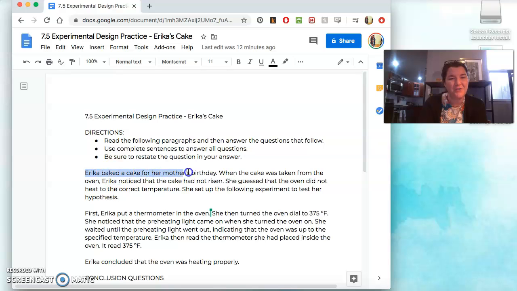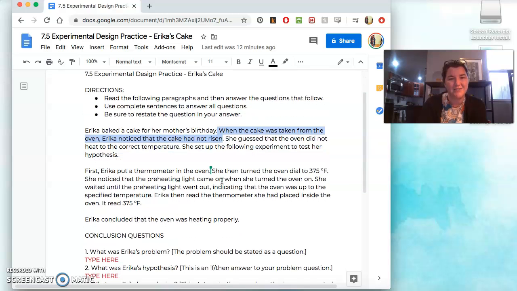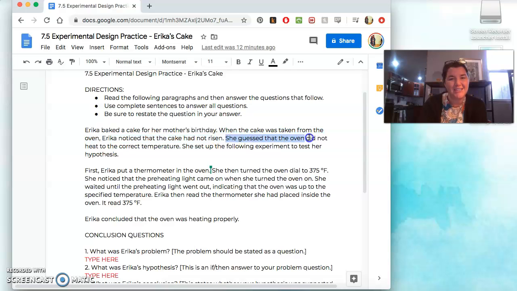Erika baked a cake for her mother's birthday. When the cake was taken from the oven, Erika noticed that the cake had not risen. She guessed that the oven did not heat to the correct temperature. She set up the following experiment to test her hypothesis.